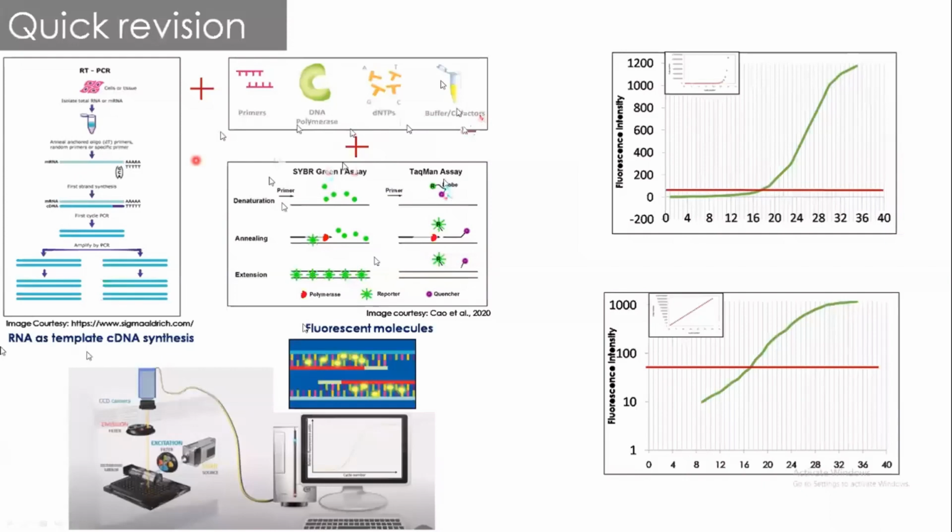So SYBR Green is an aromatic molecule with a side chain, which intercalates in the minor groove of the double-stranded DNA, and as a result the fluorescent intensity increases more than 1000-fold. As a result, you can use the light source to excite this fluorescent molecule, which emits light, and you capture it in the CCD camera, which is reflected in the form of an amplification curve over here.